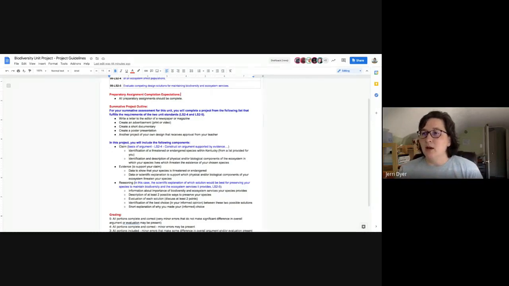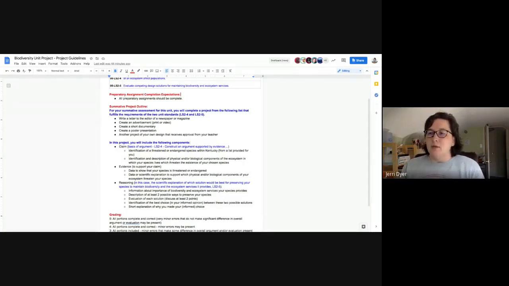So that would be taking a look at the LS2-4, construct an argument based on evidence. Okay, so within this claim, you will identify your threatened or endangered species, and we'll give you a list of those that you can work from. And you will identify and describe the physical and or biological components of the ecosystem where your species is living that are threatening your species. So what within the ecosystem of your species is not helping it to thrive.